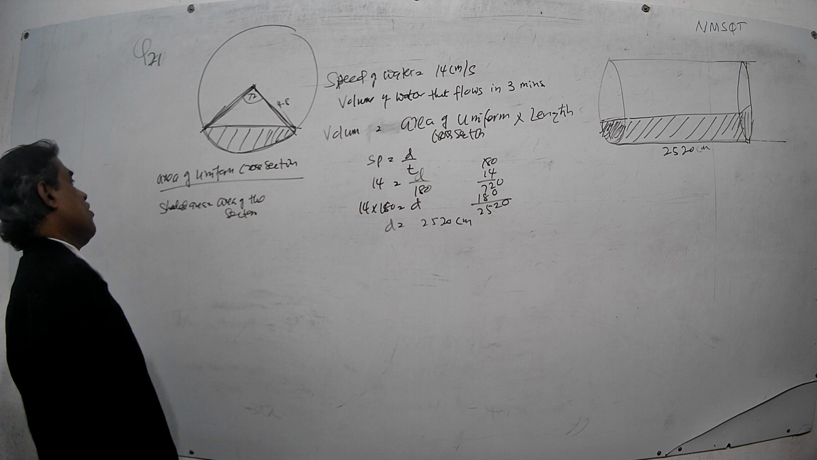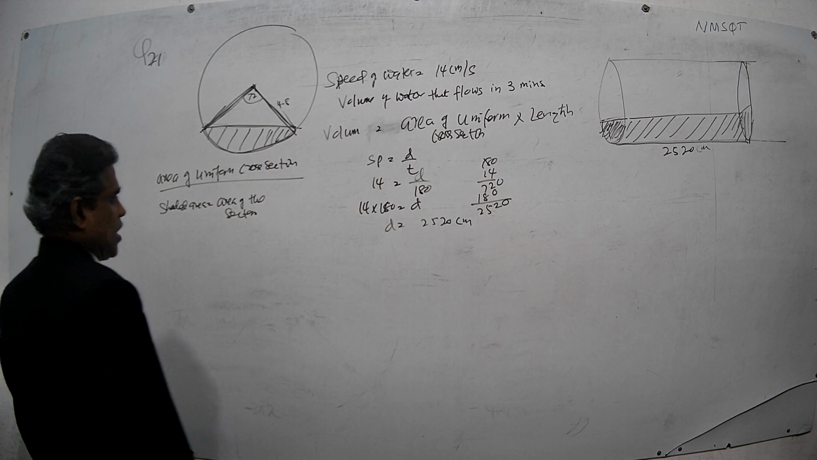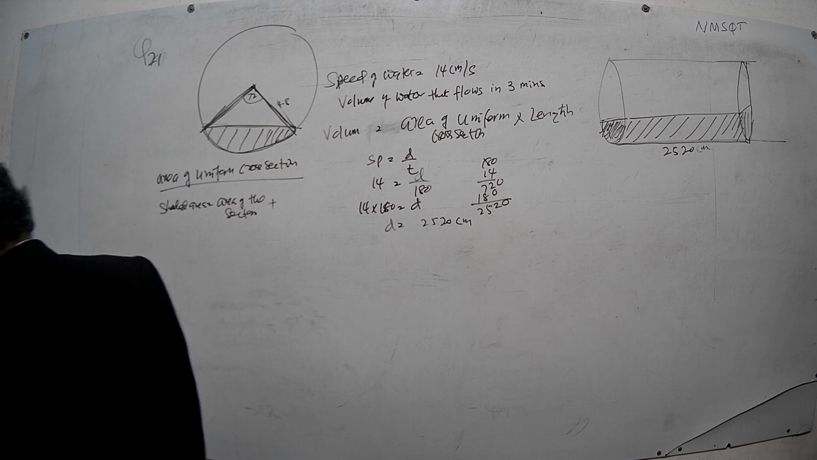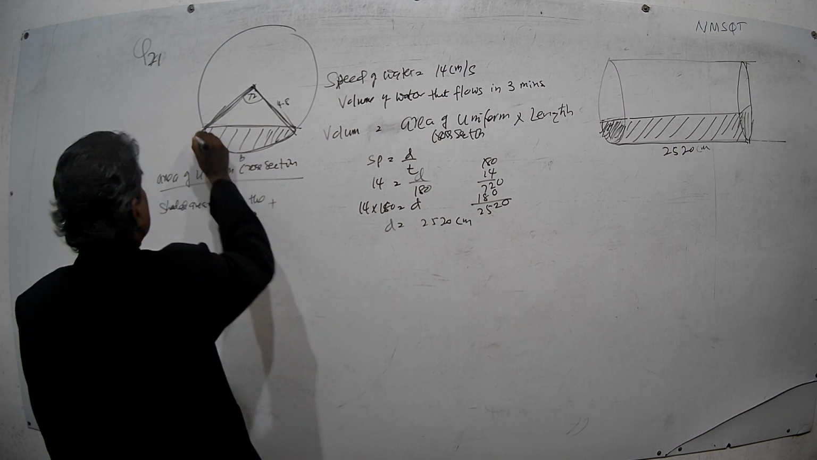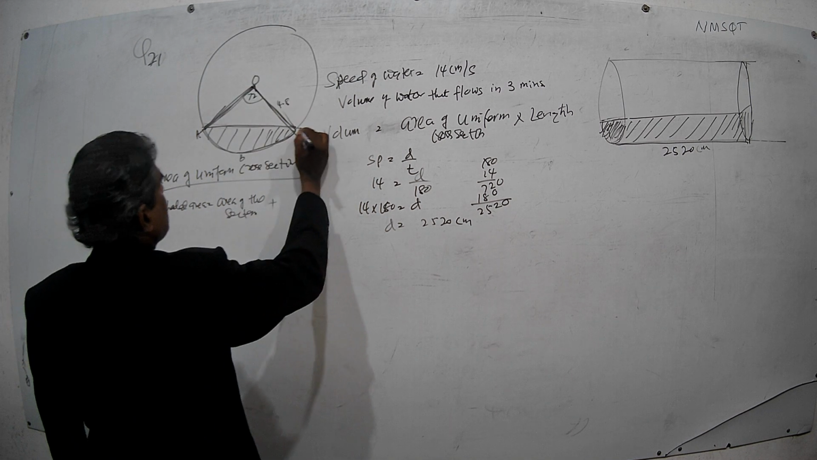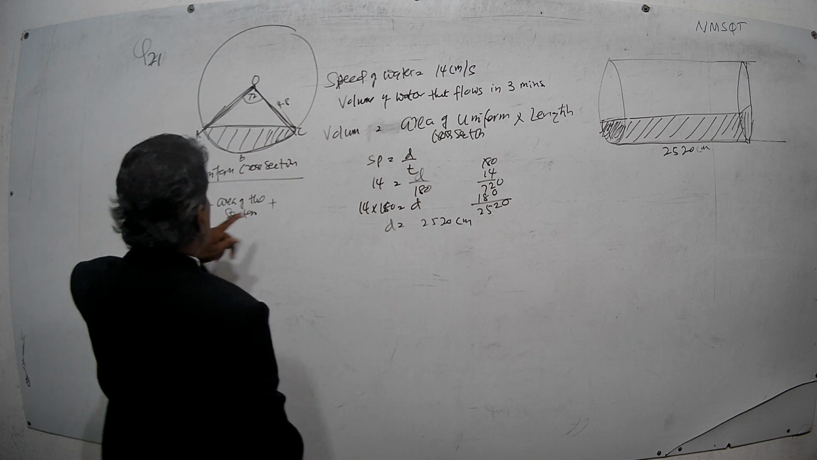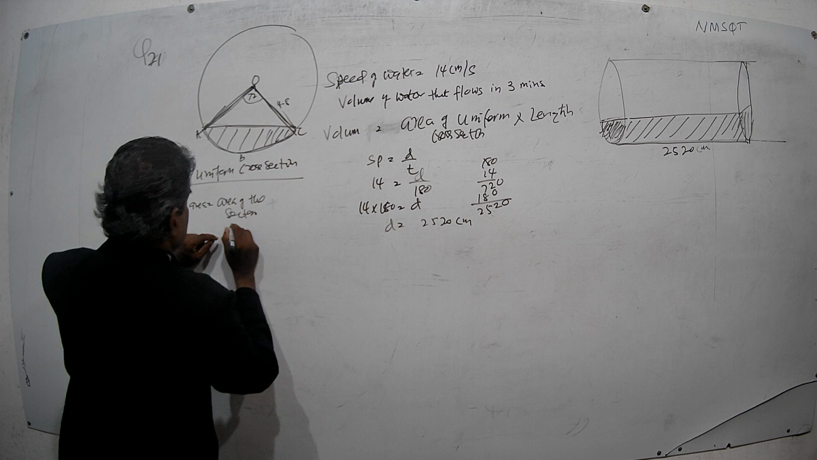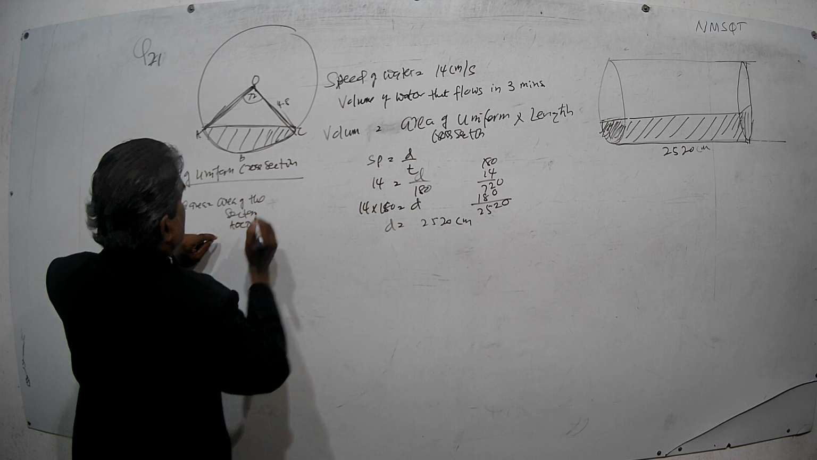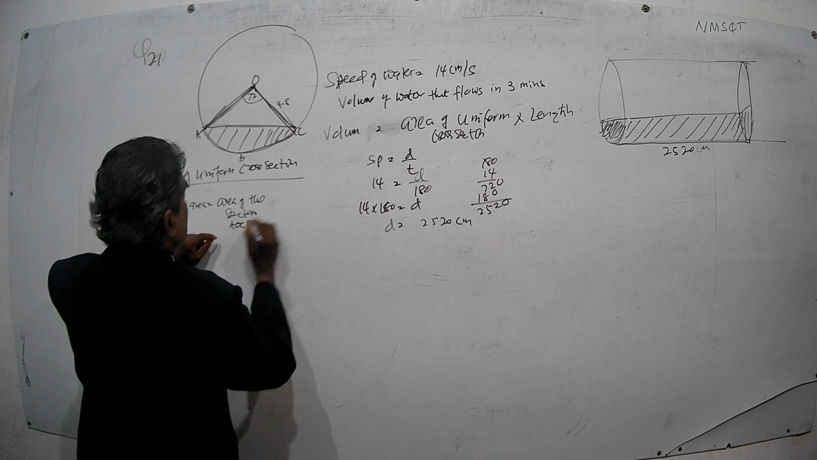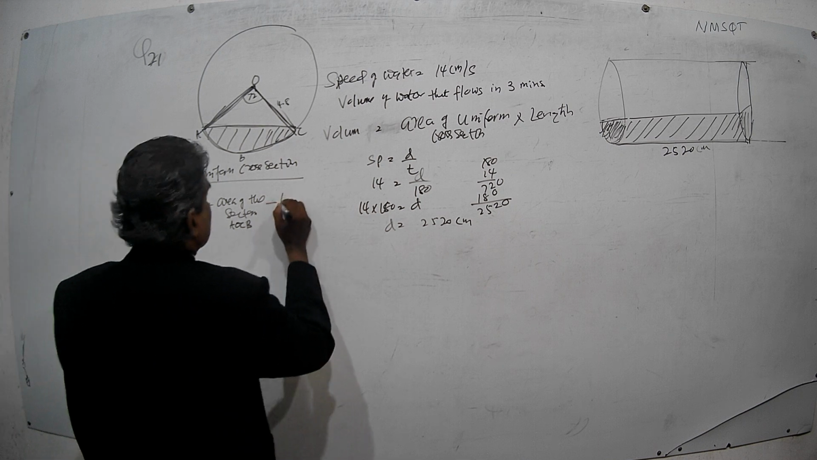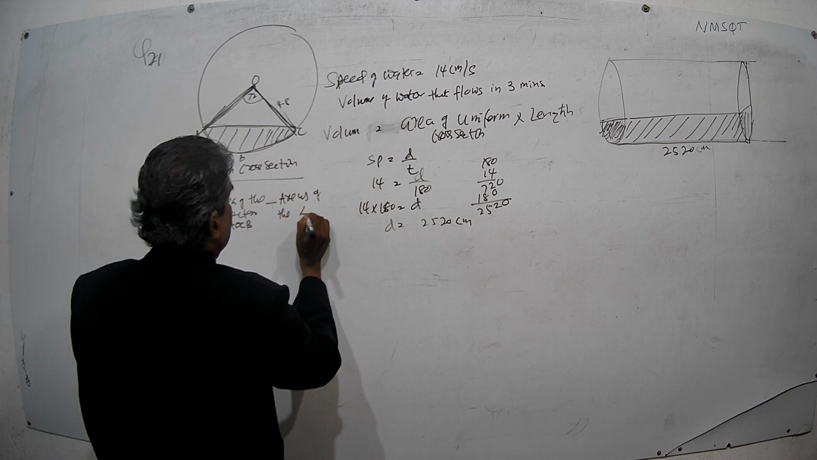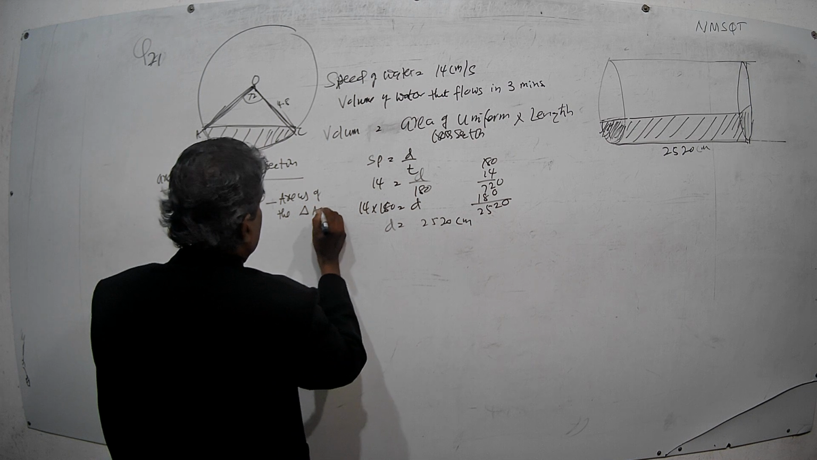The angle at the center of which is 72, right? Then minus the area of the triangle. They have given, I think, AOC. Then we can say the area of the sector AOCB, minus the area of the triangle AOC.